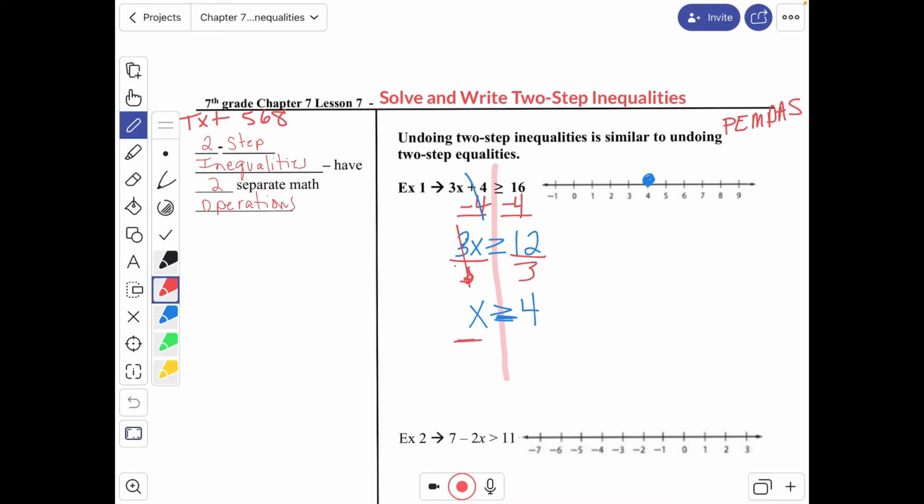And the variable is on the big side, so I want to shade the big side of the number line. The alligator is eating the variable. If the alligator is eating the variable, we shade the big side. This is the little side.